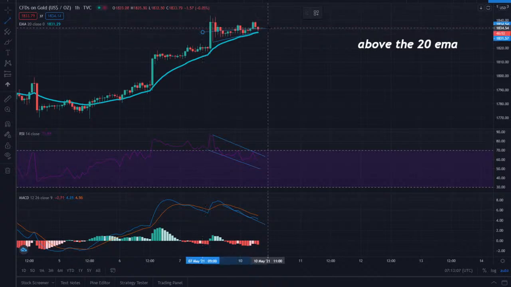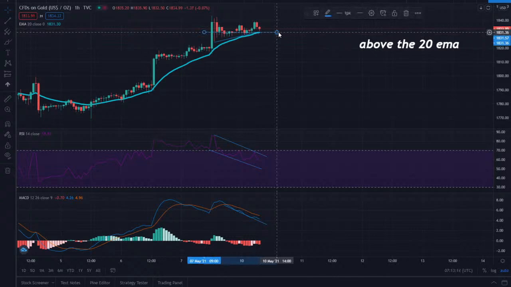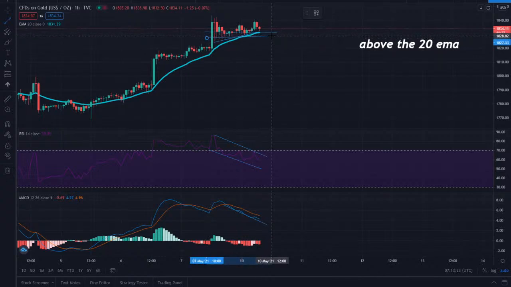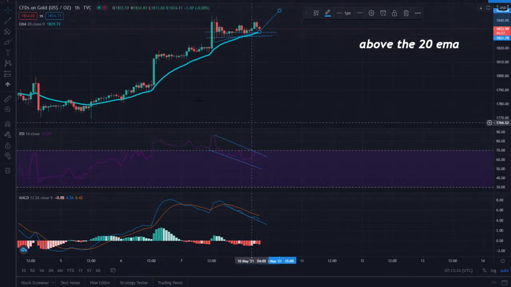So if we manage to stay above these levels, let me get a little lower. If we stay above the 20 EMA as well as the support line here, we will go higher from here and maybe go towards 1850.